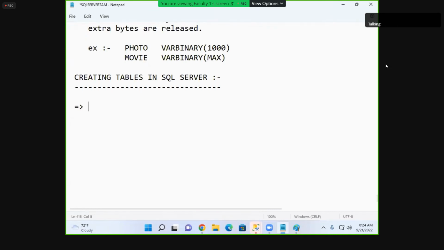Because SQL Server is an RDBMS product. Okay? So SQL Server is what? An RDBMS product. In RDBMS, the data is organized in tables. So in SQL Server also, data is organized in tables.